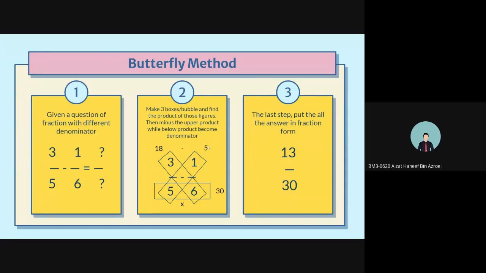Then the product we put at the top: 3 times 6 becomes 18, and 5 times 1 becomes 5. Then the below part, 5 times 6, becomes 30. The upper parts 18 and 5 we need to minus. It will become 13 and we keep the denominator. So the answer will be 13 over 30.